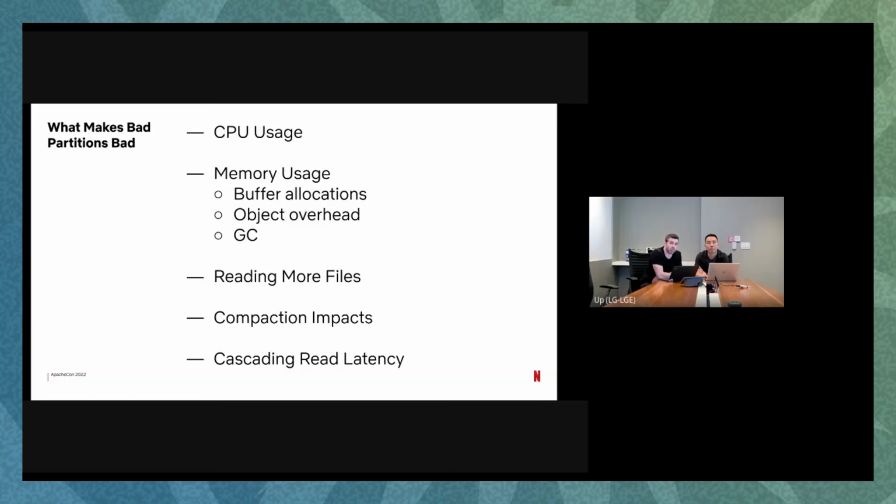It can also lead to reading more files, which means things like your page cache are thrashing or being used less efficiently, which can cascade down to the database. So it affects compaction, slowing it down and reducing its effectiveness, which exacerbates the issue, as well as read latency, as we saw in the previous graph. And that read latency can translate into application level errors.